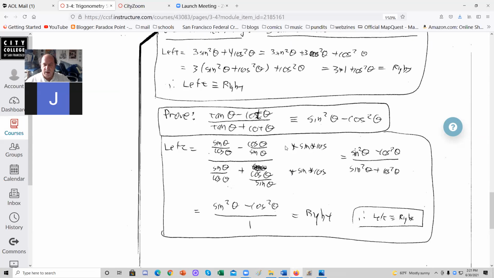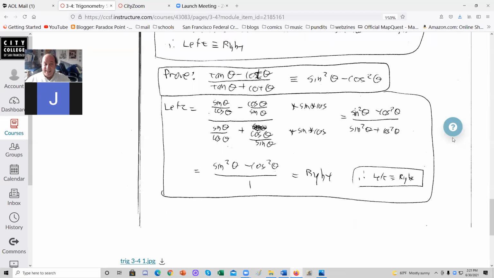So when you do that, here the cosine cancels and we're left with sine squared, minus cos over sine times cosine, sines cancel, leaves a cos squared. Sine over cosine times sine cosine is sine squared, plus cos over sine times sine cosine is cos squared. Now, okay, sine squared minus cos squared over sine squared plus cos squared. The denominator equals 1. Then we get rid of it and get sine squared minus cos squared. And that's the right-hand side, and we're done. The left side is identical to the right side.